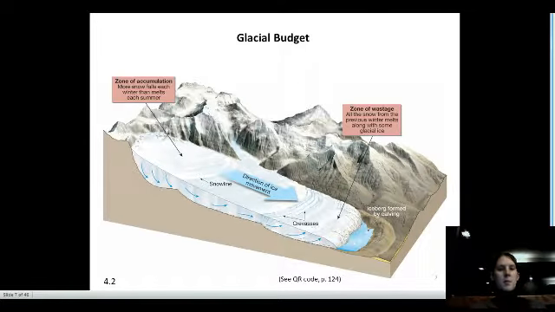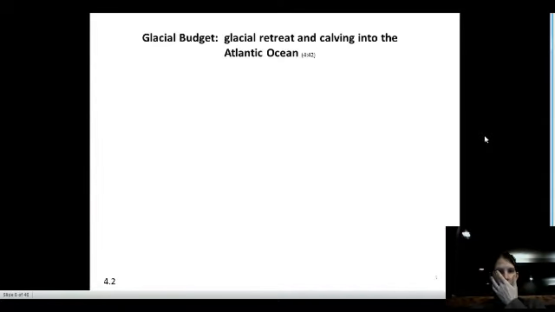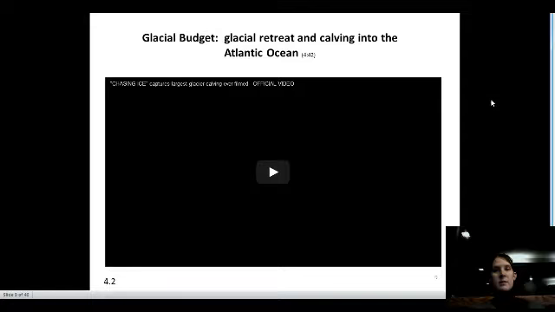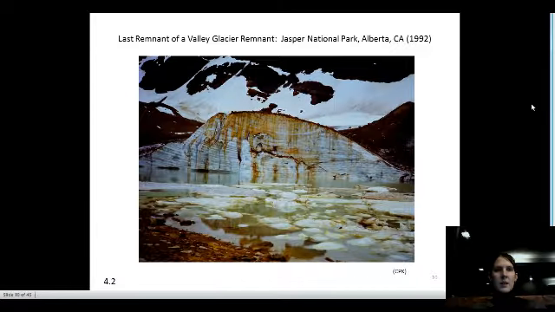So this is just showing you the difference between your zone of accumulation and your zone of wastage. You have your zone of accumulation, typically at your higher elevations or latitudes where you get your snowfall, and you get higher amounts of snowfall through longer periods of the year. As you get this snowfall, it starts to move downslope or down gradient. And as it does this, it starts to enter warmer temperatures, warmer regions where you start to get snow melt.